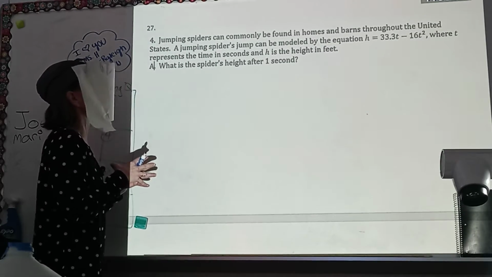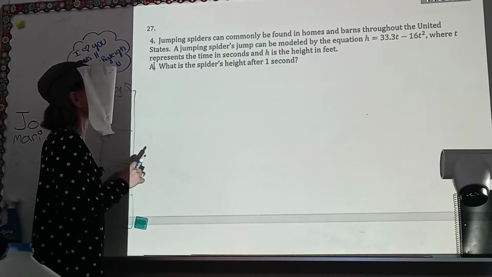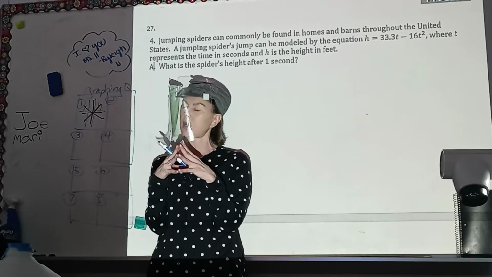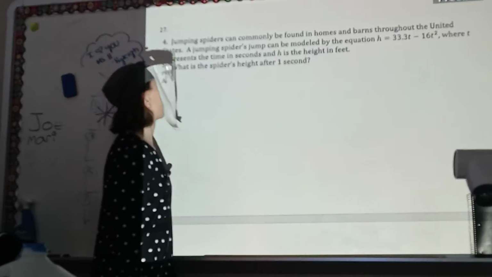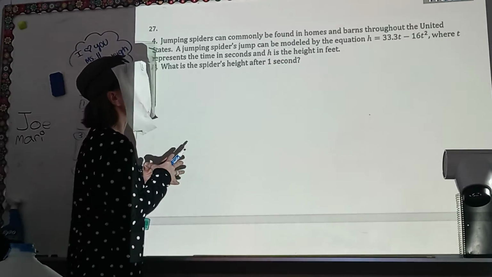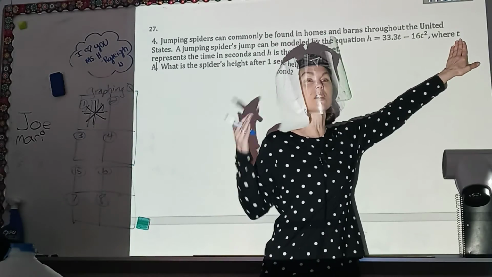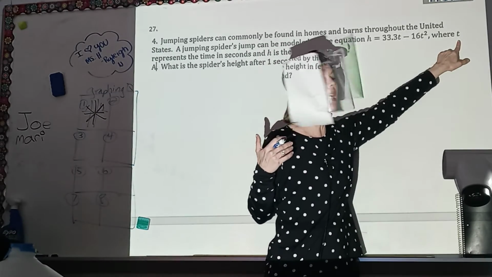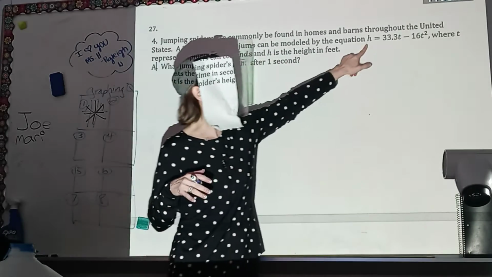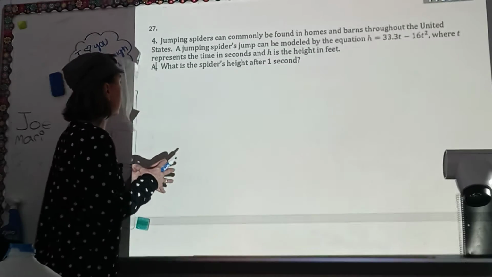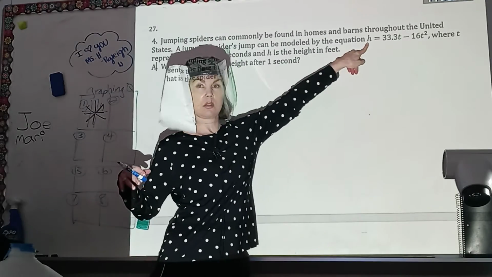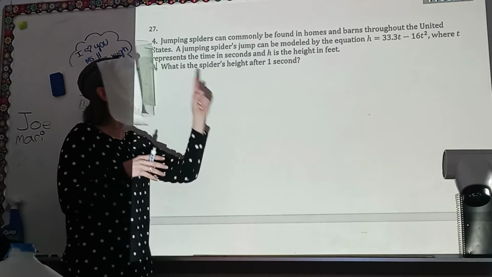So it says, jumping spiders can commonly be found in homes and barns throughout the United States. Okay, guys, that is just bulk and fluff. Moving on. A jumping spider's jump can be modeled by the equation, where t, now it's telling you what each of the variables in that equation represents. T represents the time in seconds, and h represents the height in feet. So it's basically saying, here's question A, what is the spider's height, h, after 1 second?